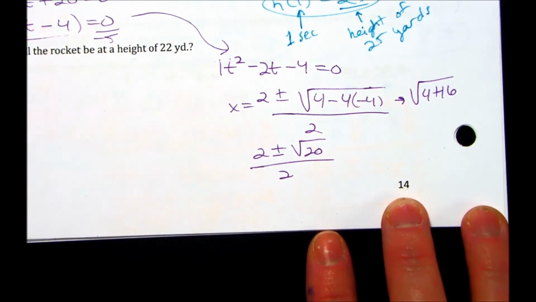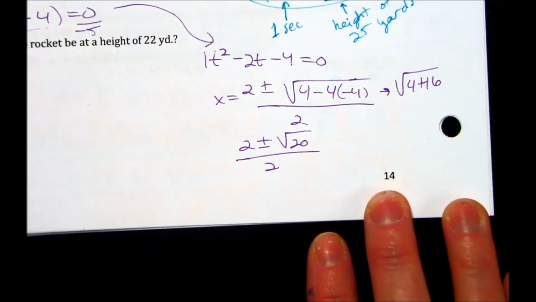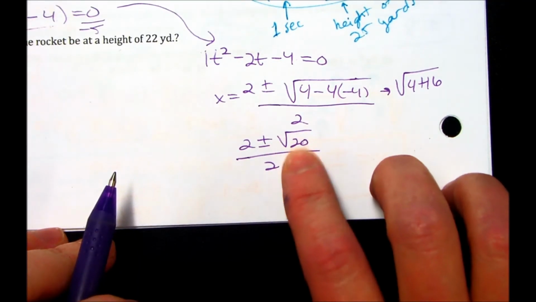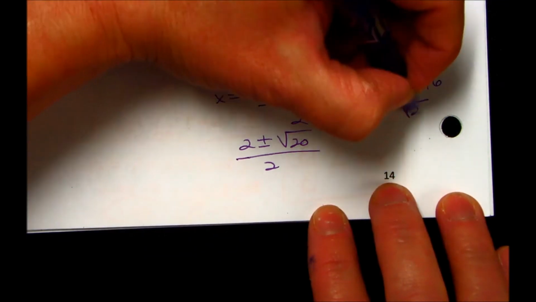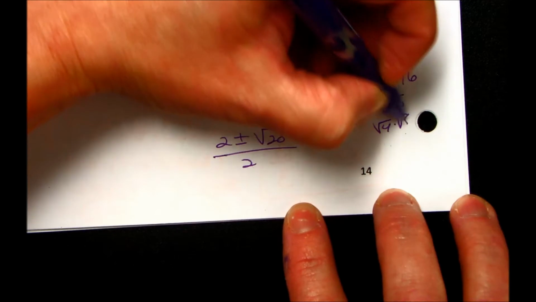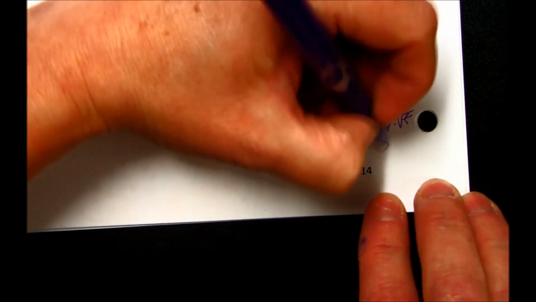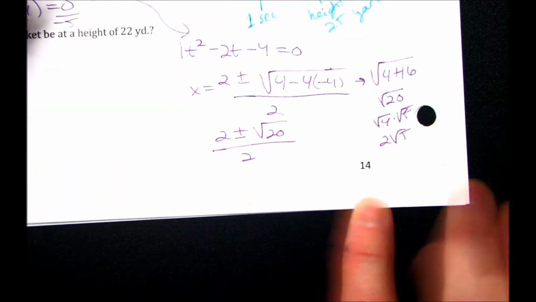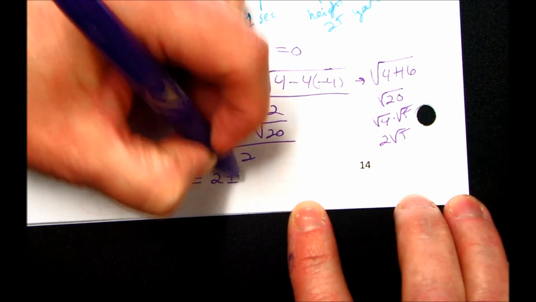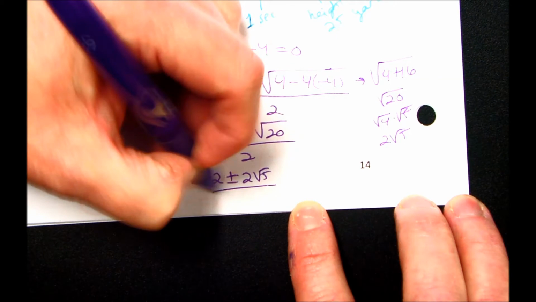But let's pretend just for a second this was something that you had to simplify the radical, since we haven't really done that with a problem. If we simplified this radical, do that off to the side, the perfect square that's a factor of 20 is 4. So the square root of 4 is 2, so we get 2 square root of 5. So if I rewrote this, I would have 2 plus or minus 2 square root of 5 divided by 2.